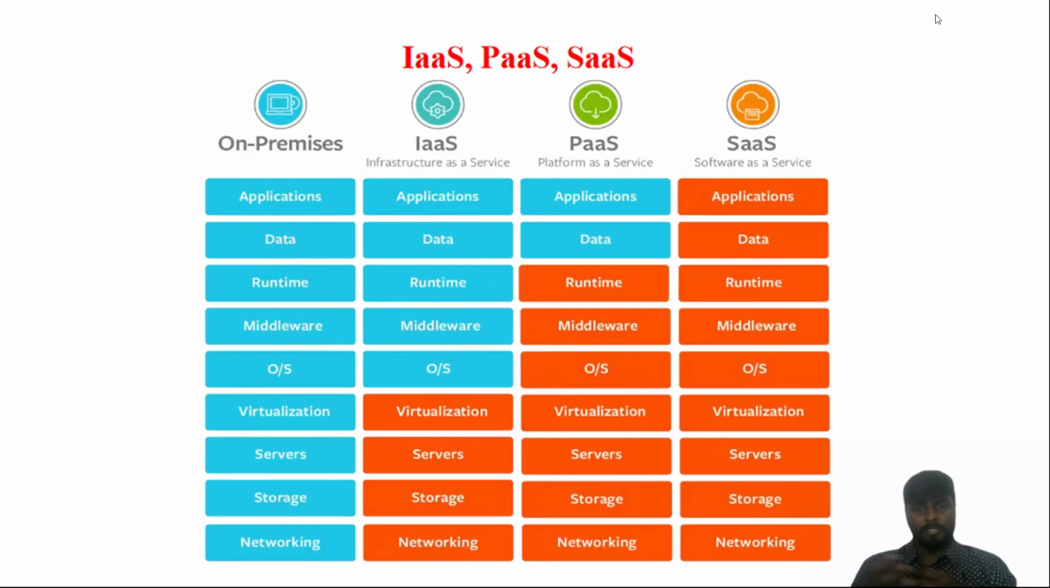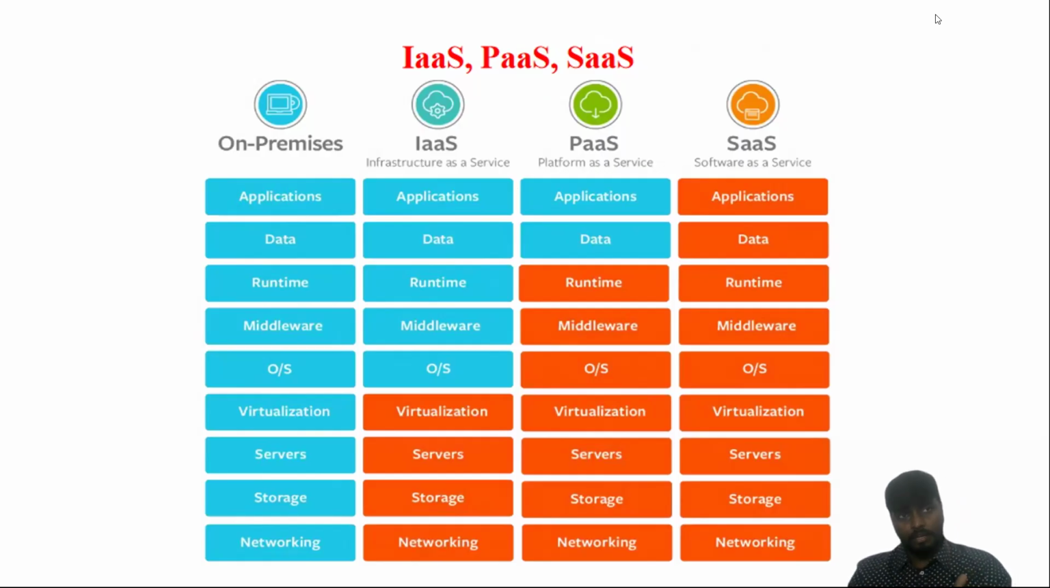The next, platform as a service. In this platform as a service, the vendor will provide you a few more extra things. In infrastructure as a service, till virtualization only the vendor will provide. Coming to the platform as a service, on top of virtualization, the operating system, middleware, and the runtime are also provided by the service provider or vendor. The only things that a company has to take care of are data and the applications that are running on that particular platform. These are the two things taken care of by the company if we are using platform as a service.